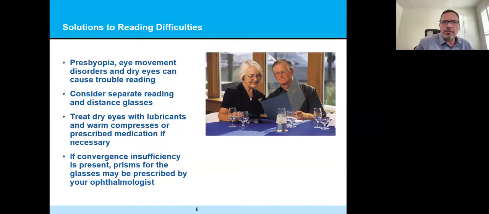Always start with a good exam and a good pair of reading glasses if you have a refractive error. And sometimes it's useful to have a lens that is specifically for reading instead of having a progressive or a bifocal. Many patients with Parkinson's find those useful. Many patients in general find those useful. And you don't always need prescription reading glasses for that. Sometimes there are over-the-counter reading glasses that you can get.